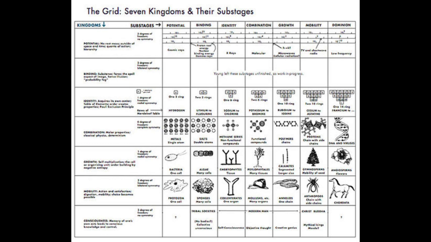This is the realm of classical physics, determinism. It's the only kingdom we can actually see. So here we are with the molecules that make the vegetable and animal and human worlds visible. Everything from that point on is visible. So we've gone from metals as potential to salts as binding, to the methane series or the hydrocarbons as identity, to the functional compounds or the alcohols as combination, to polymers as growth, which are chains, and then with mobility we have proteins, chains with side chains, and then finally we have DNA. And I'm excluding viruses, sorry to say, but I do not agree with him on that or science.